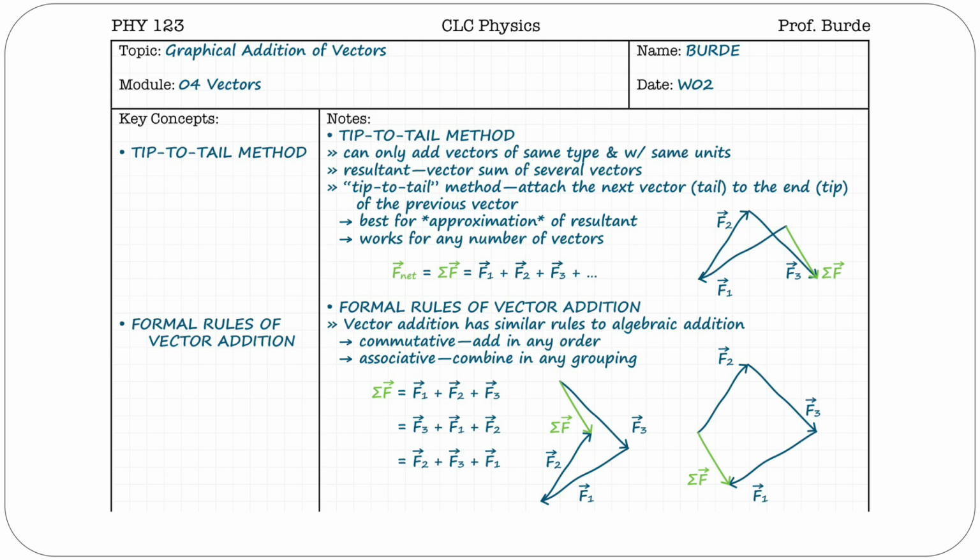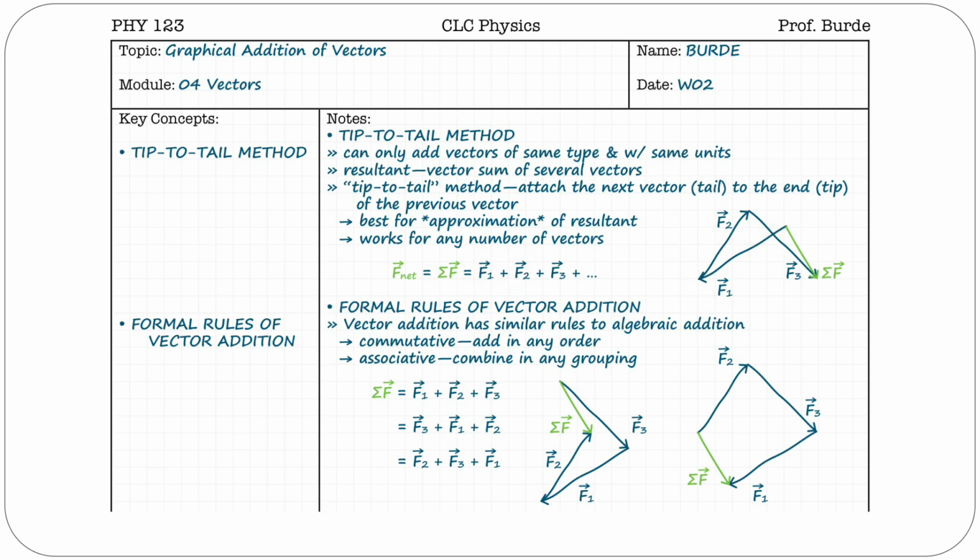So if we want to add these vectors together using the tip-to-tail method, what we have to do is start with our first vector. In lesson 1, we said that vectors are not limited by location, so we can pick them up and move them around however we want. We'll take vector F1, and we'll just start there. And the idea is we're going to attach the tail of the next vector to the tip of the previous vector. So I have vector F1 here.